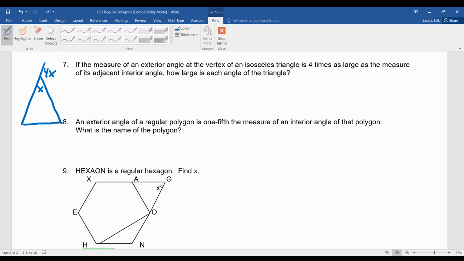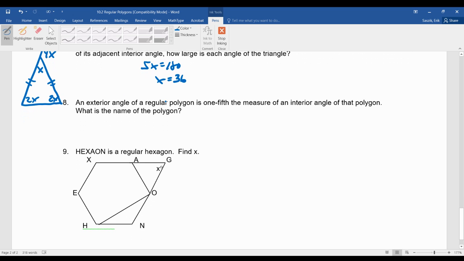Now remember, this exterior angle, don't forget about our exterior angle rule. The exterior angle of a triangle is equal to the sum of the remote interiors. And we know that these two angles here are congruent. So if that's 4x, these both have to be 2x. So we have 5x equals 180, x equals 36. You can figure out the rest of the angles: 36, 72, and 72, right?